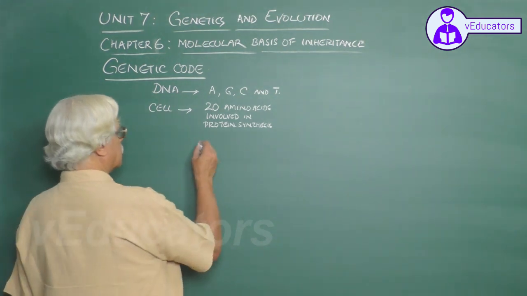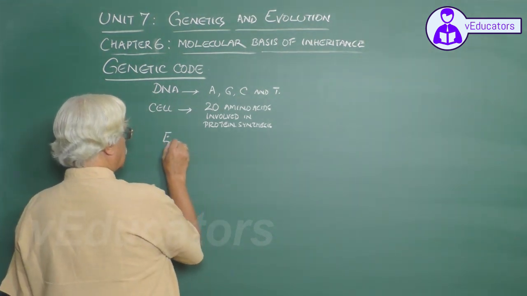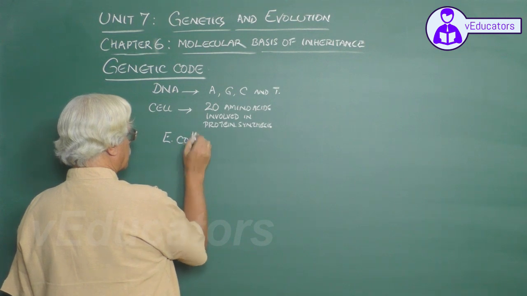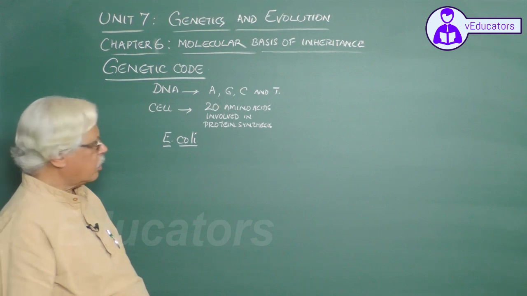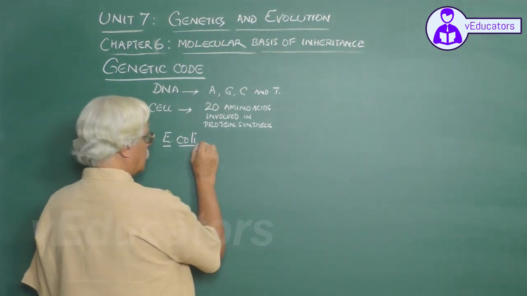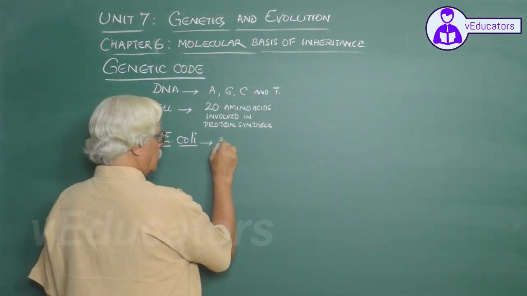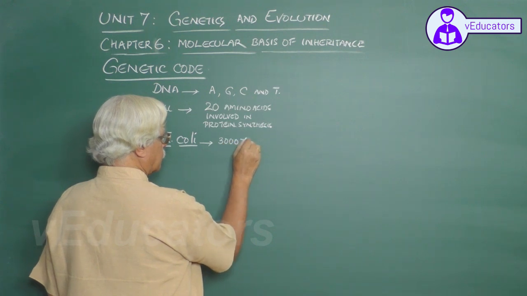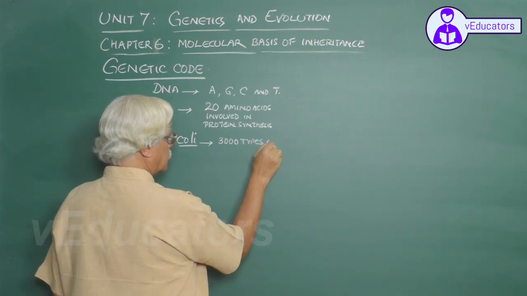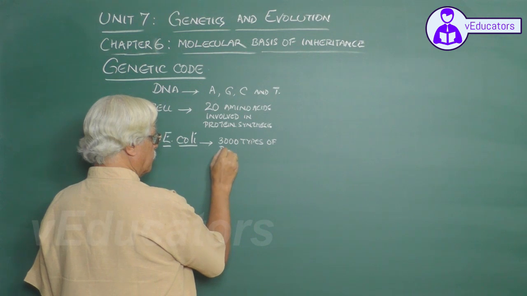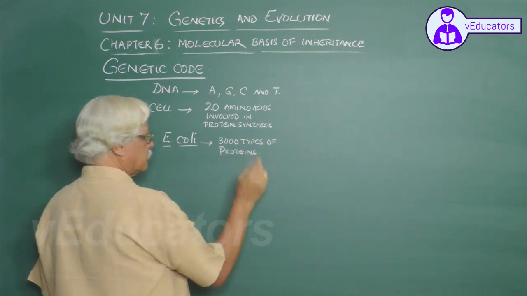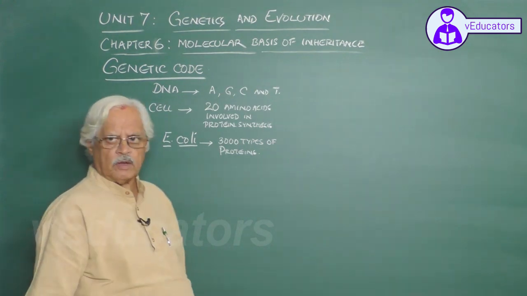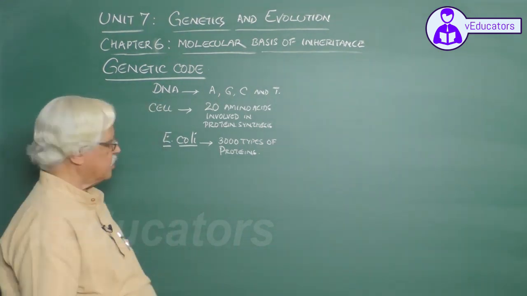For example, in the bacteria E. coli, according to an estimate, about 3,000 different types of proteins are required for its normal functioning.